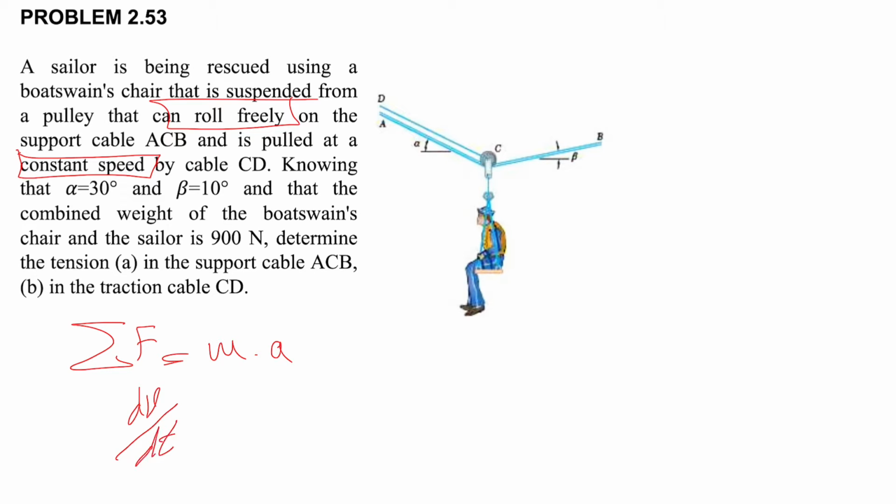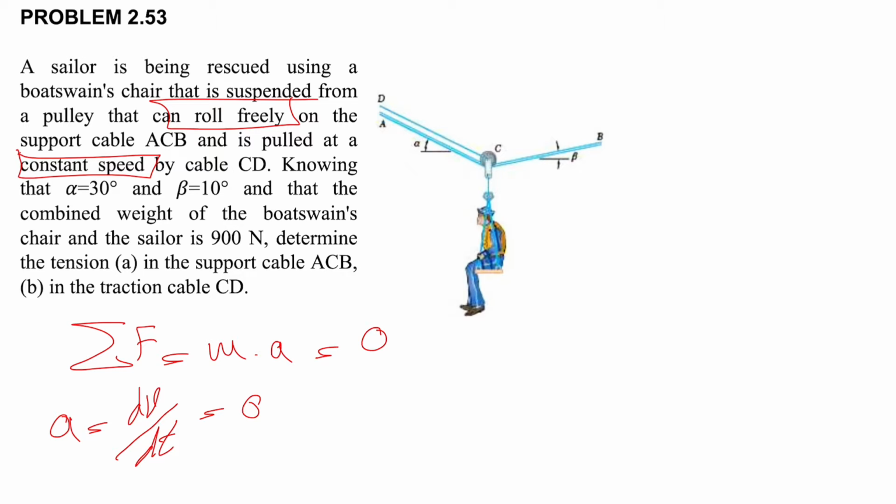and is pulled at a constant speed. Another important part of this question: since we are at a constant speed, the sum of all forces, which is equal to mass times acceleration, has no acceleration, therefore the sum of all forces equals zero, and we will be in equilibrium condition. We know that the two angles alpha and beta are 30 degrees and 10 degrees respectively, and the combined weight of the chair and the sailor is 900 Newton.